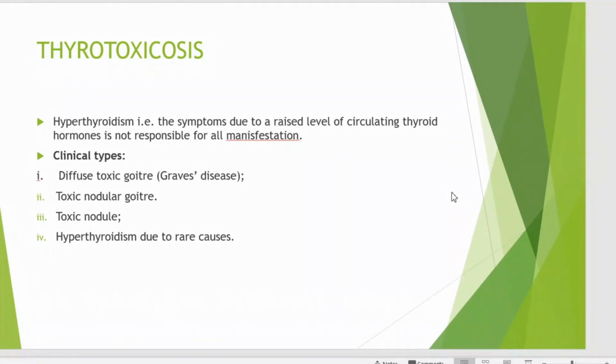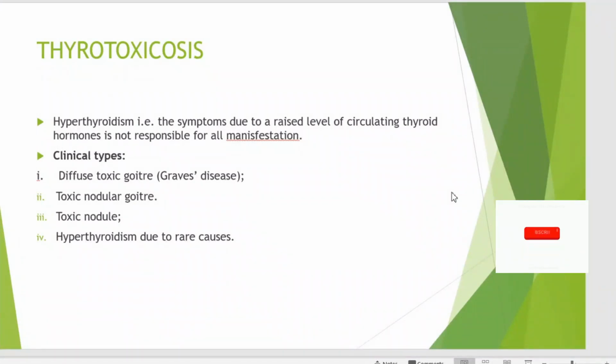There is increased secretion of the thyroid hormones T3 and T4 present in the bloodstream. This is hyperthyroidism, giving signs and symptoms due to a raised level of circulating thyroid hormones. Basically, hyperthyroidism is increased secretion and increased level of thyroid hormones, giving symptoms due to that raised level.